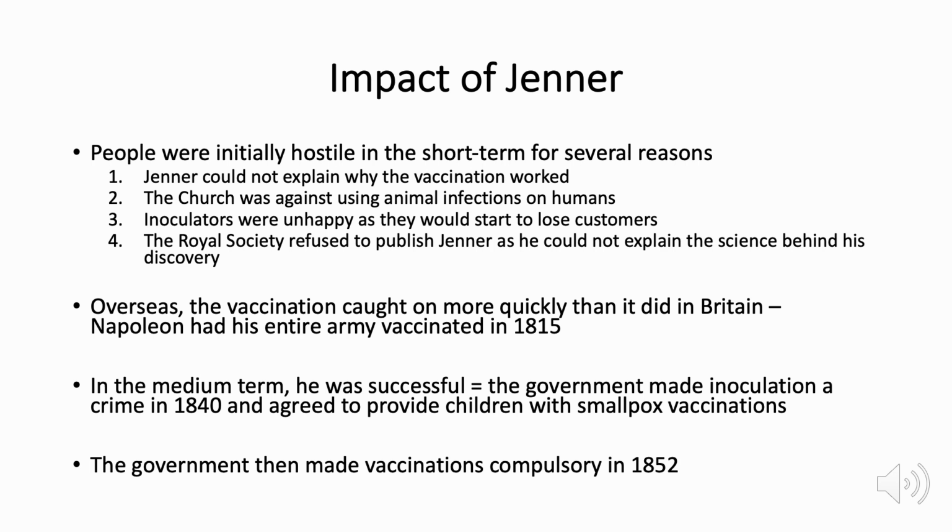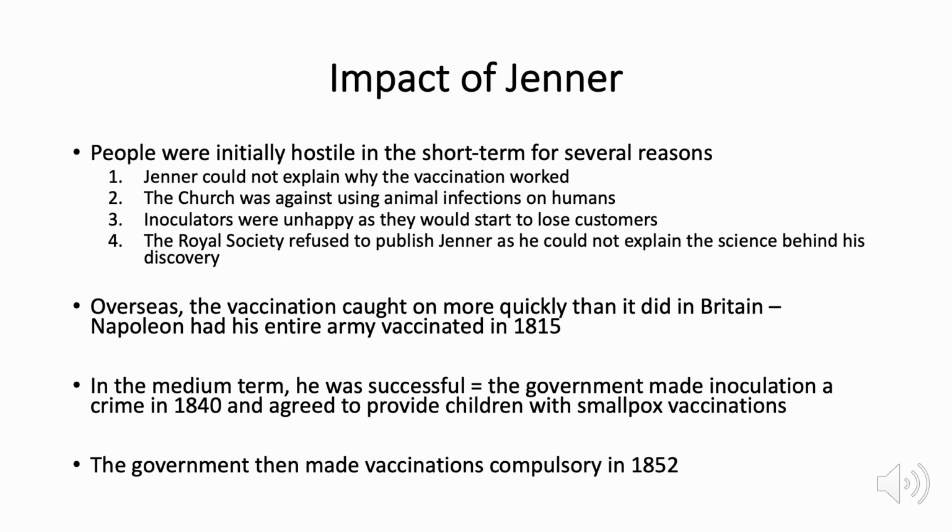So people were initially really against Jenner in the short term, all right? He couldn't explain why vaccination worked. The church was annoyed that he'd been using animal infections on humans, so inserting cowpox into a human being. Inoculators were worried that they would start losing customers and losing their source of income. And the Royal Society refused to publish Jenner because they were sceptical about the science behind his discovery. But overseas, in France, Jenner's discovery has more of an impact in the short term. So Napoleon actually has his entire army vaccinated in 1815.